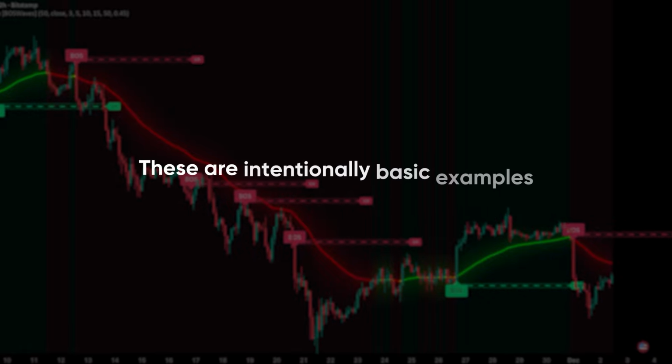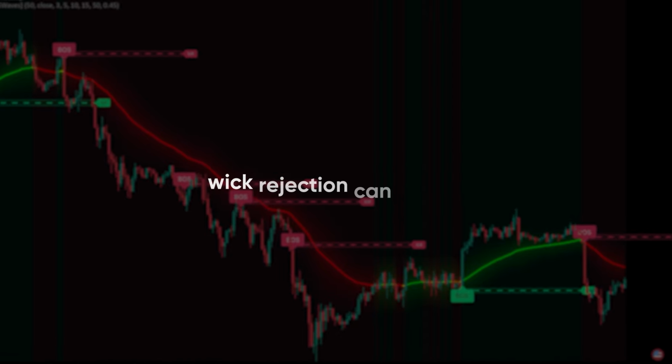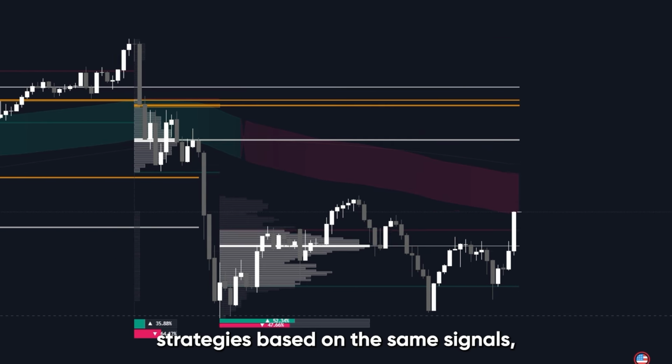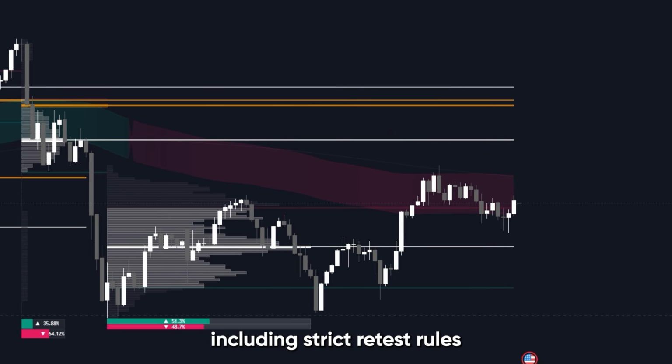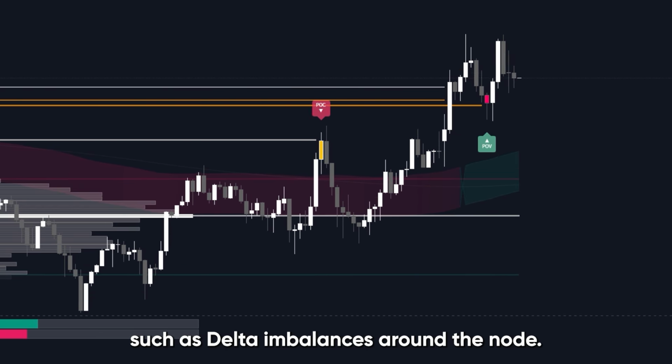These are intentionally basic examples to illustrate how swing profiles, EMA trend context, and wick rejection can line up. Inside the community, there are more advanced strategies based on the same signals, including strict retest rules and combinations with order flow and footprint tools, such as delta imbalances around the node.